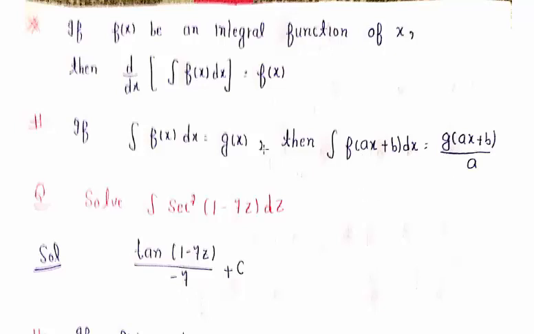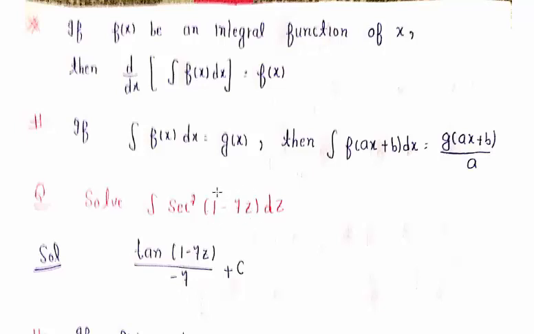On this result we discuss one example. Solve the integration of secant square (1 minus 7z) dz. As we know, the integration of secant square is tan. Here we want to find the integration with respect to z, so firstly we apply the standard formula: integration of secant square is tan.